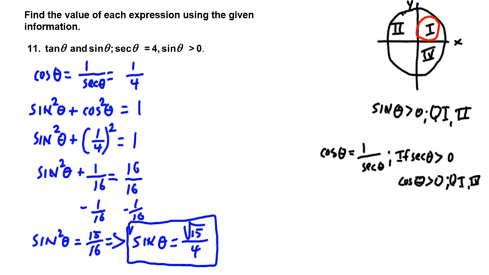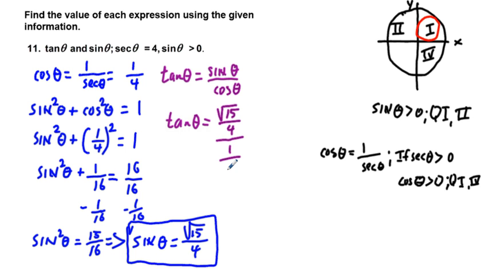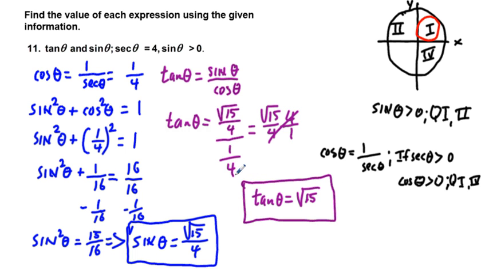Okay, now we just need to find out what our tangent is. Well, tangent theta equals sine theta over cosine theta, which in this case, our sine theta we figured out was square root of 15 over 4, and our cosine theta is 1/4. And what's the same as dividing by 1/4? Multiplying by 4 over 1. And we cancel 4 over 4, so our tangent theta is equal to square root of 15. So that's our answer for problem number 11.